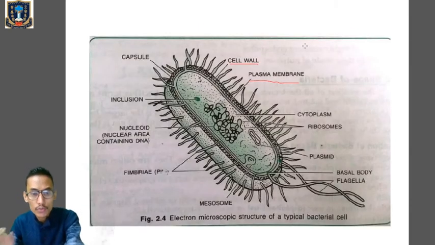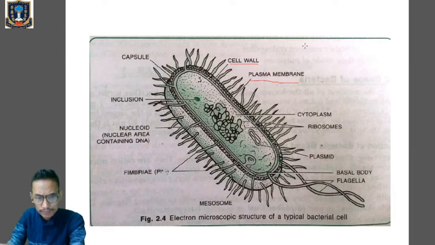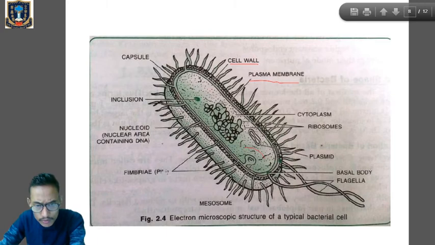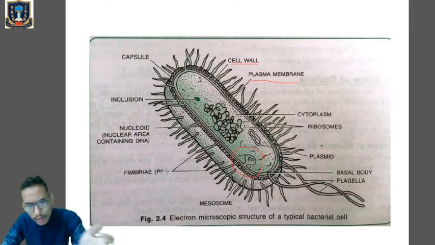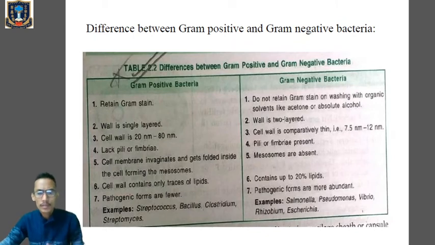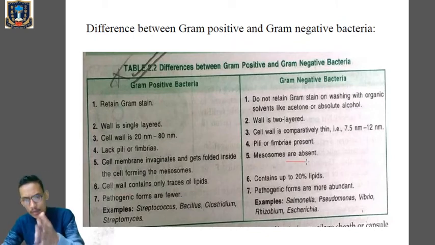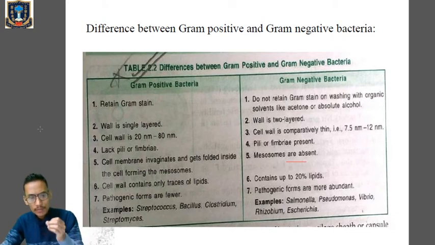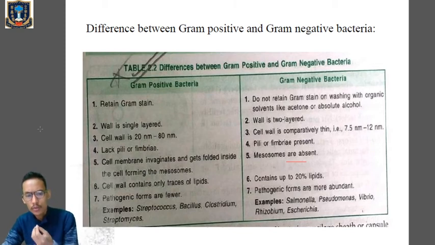In gram-positive bacteria, point number 5, the cell membrane invaginates and gets folded inside the cell, forming the mesosome. Now which one is mesosome? If you look at the structures of bacterial cells, there will be inclusions where the cell membrane is folded inside. These inclusions are known as mesosomes. Mesosomes are present in gram-positive bacteria but absent in gram-negative. The gram-positive cell wall contains traces of lipids, but gram-negative has about 20% lipids. In gram-positive there are a few pathogenic forms that cause disease in the host, but in gram-negative there are more pathogenic forms.